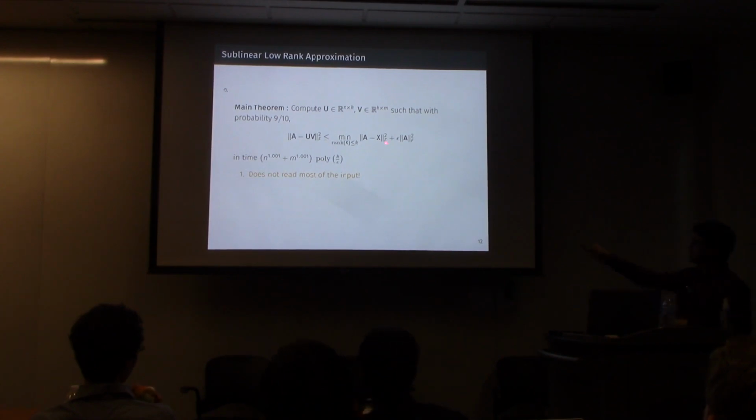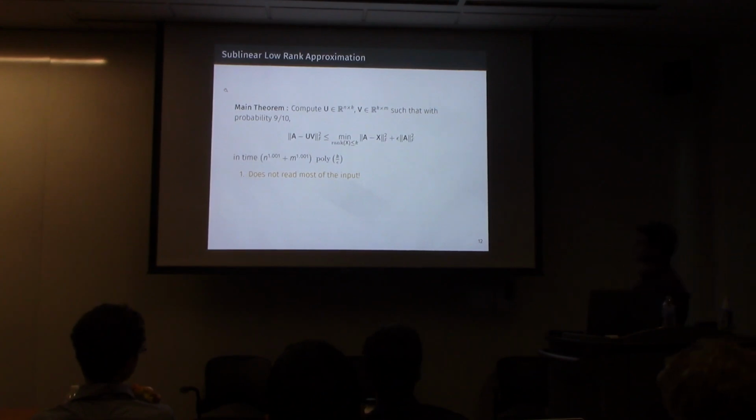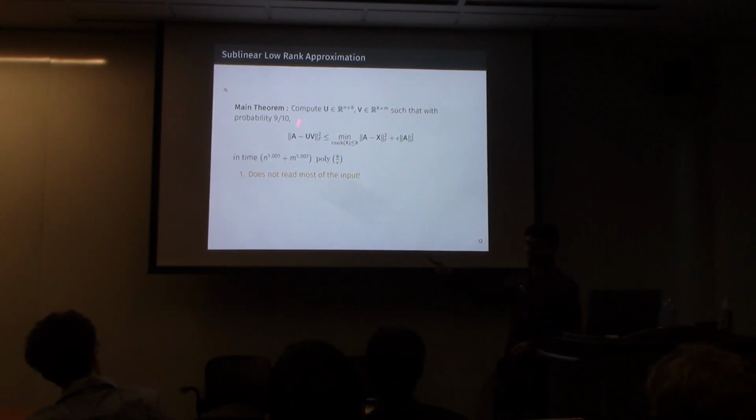Note that this is different from the previous guarantee. There was a 1 plus epsilon here. That was a relative error guarantee. This is an additive error guarantee. In fact, this one is implied by the relative error guarantee, so it's strictly weaker. And the running time of this algorithm is n to the 1.001 plus m to the 1.001 times some poly(1/epsilon). So morally, this is just n plus m time.